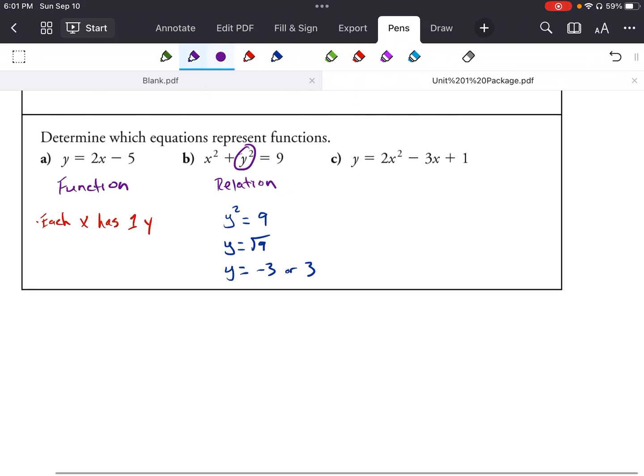And then the last one, it's quadratic. The y is singular. We know that quadratics are functions. So again, each x has only one y. Look at your y value when you're isolating it. If you don't need to square root, then it will be a function. Okay, thank you.